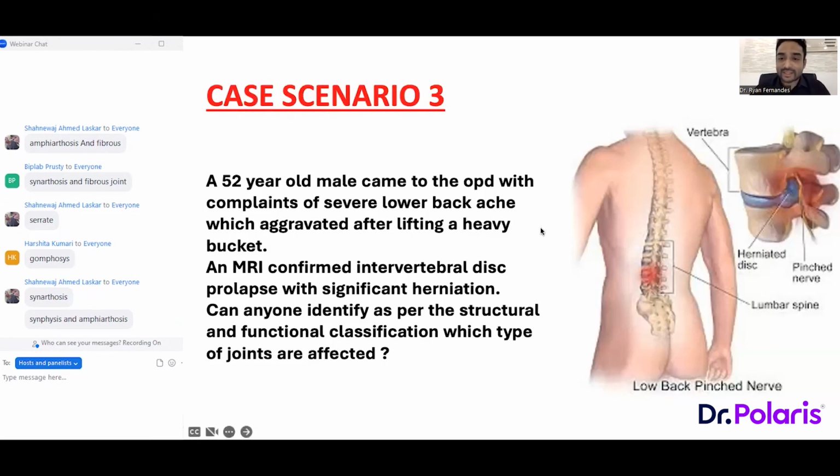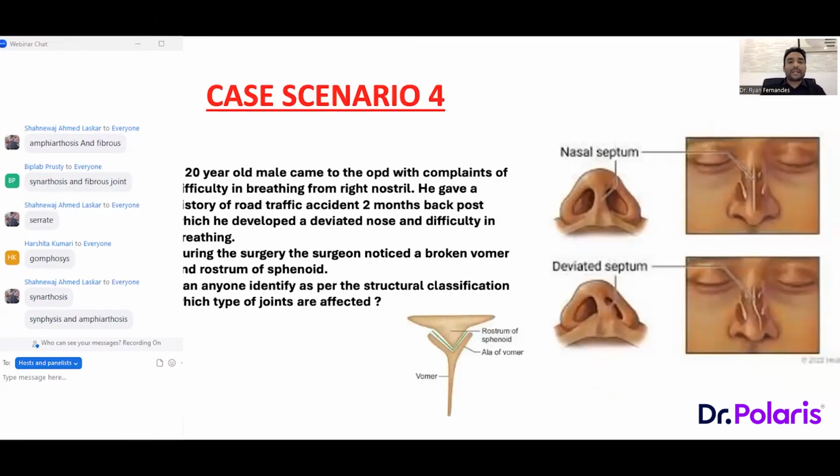Good, Shanavas. Every time I'm telling you, don't think directly in terms of the last one. Start from solid joint, keep dividing it. Start from synovial joint, then you keep dividing. Very good. So we move on to the next one.